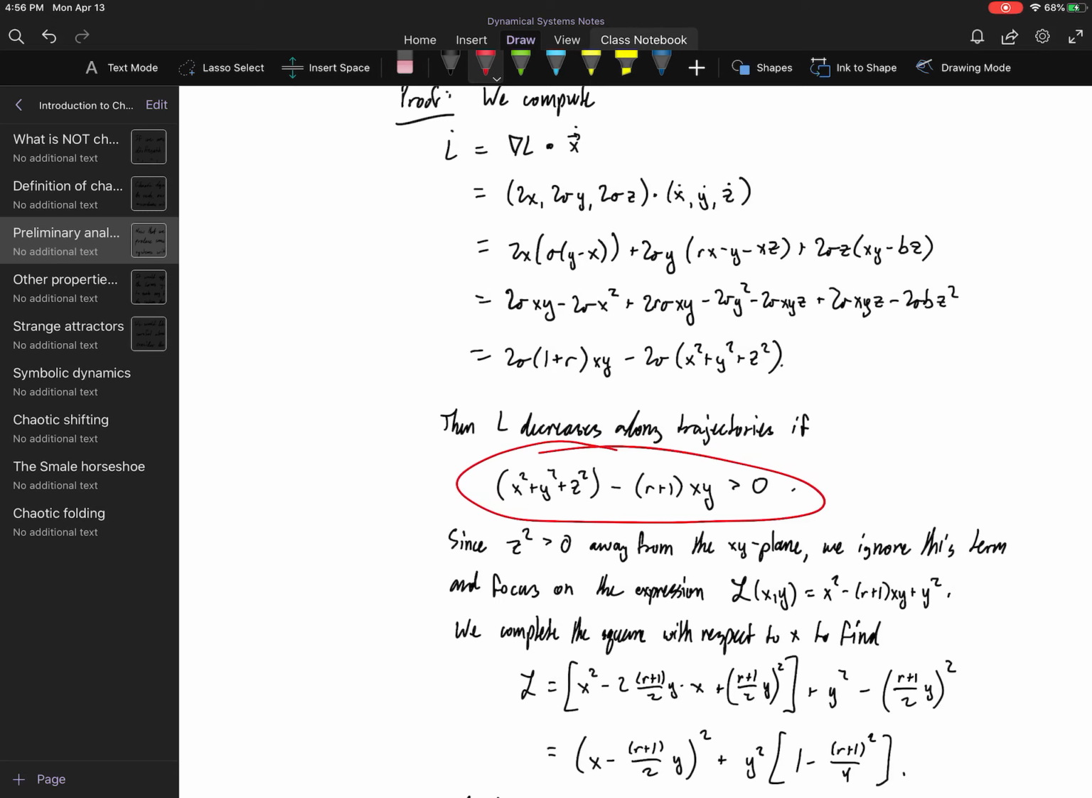So that z squared is no problem. That guy is always going to be at least non-negative, and if I'm not on the xy plane, it will be strictly positive. Great, no problem. So let's ignore that term for right now and focus on the fact that I have this mixed term of an xy floating around.